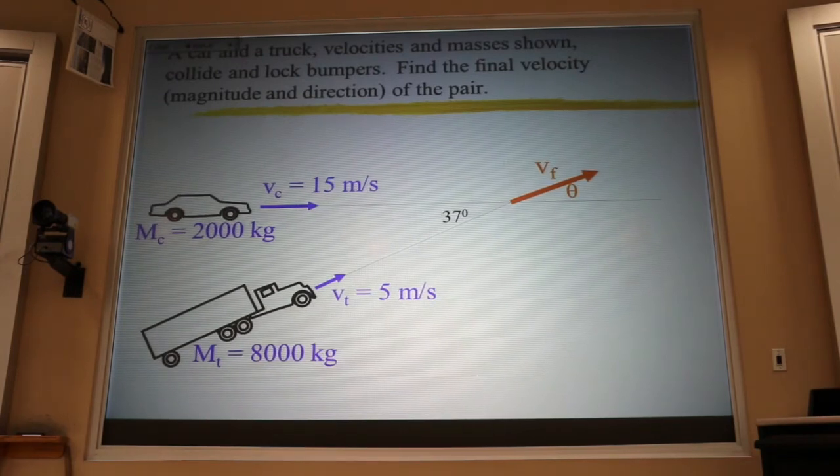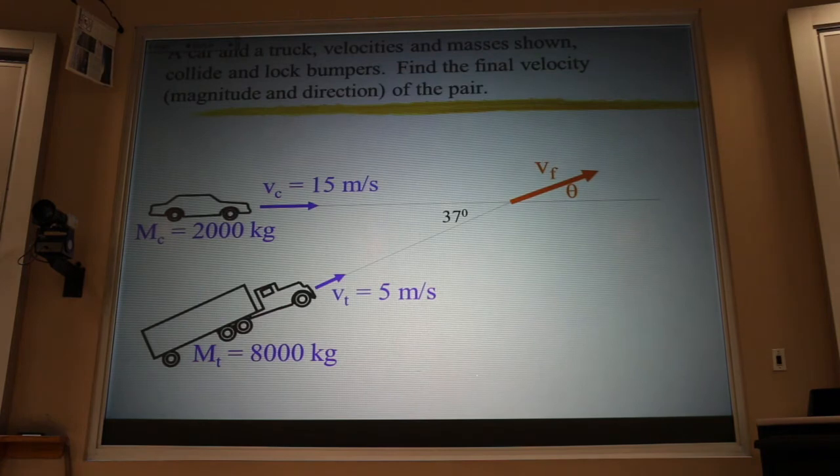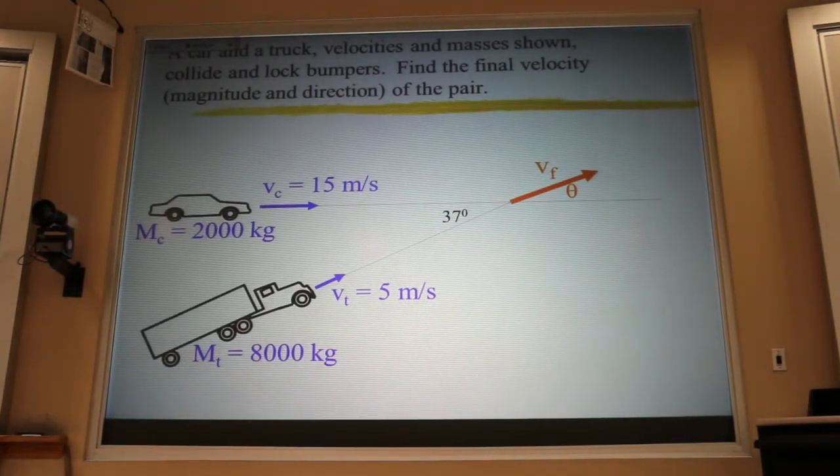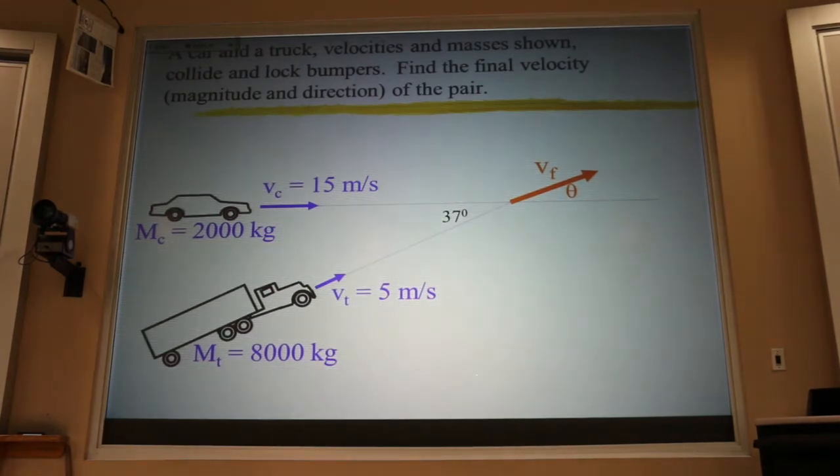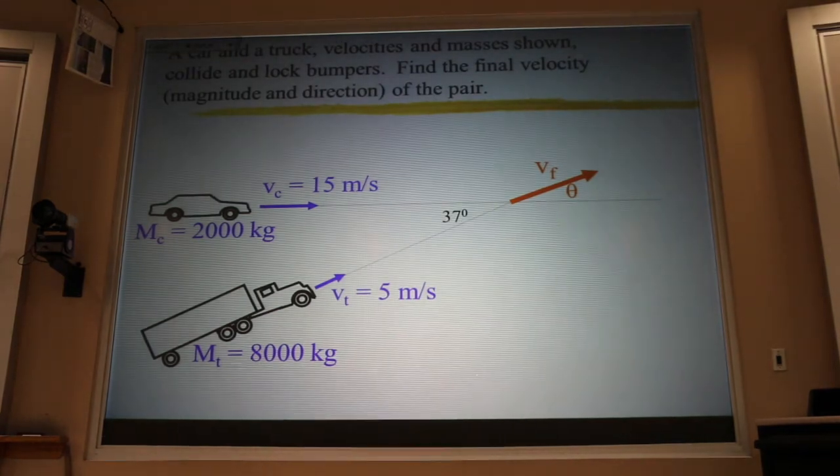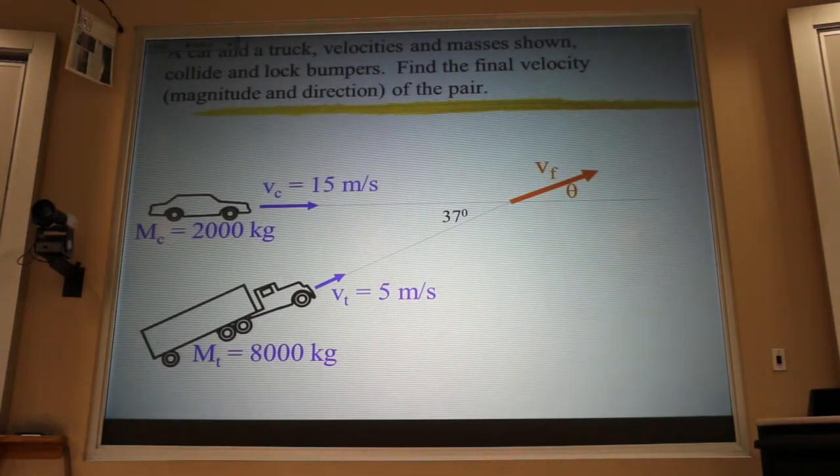Now, what we have is a small car going 15 meters per second, and it collides with a large truck that's just lumbering along at 5 meters per second. The car is going due east. The truck is going 37 degrees north of east. They collide and lock bumpers, becoming a very, very ugly truck with 22 wheels. The question is, how fast and in what direction are they moving right after the collision? Don't wait until they screech to a halt and call the cops and he hit me, no, she hit me. It's right after the collision. So, let's solve this.